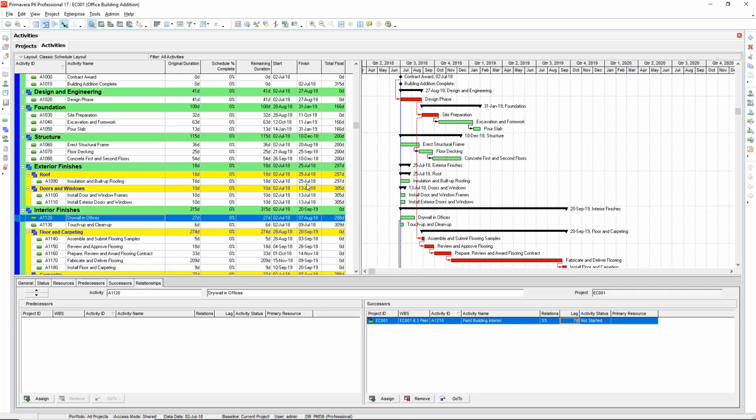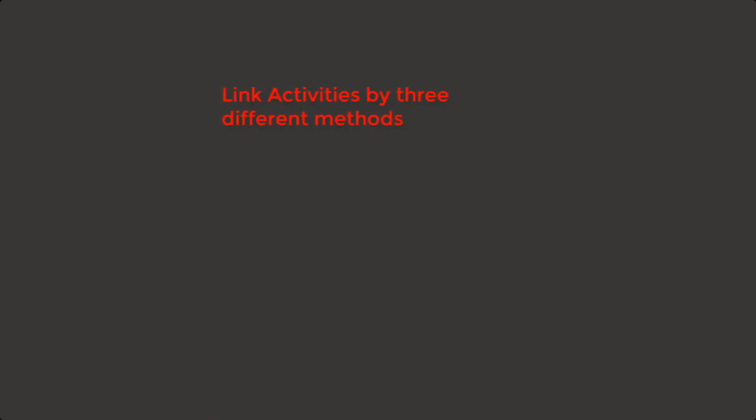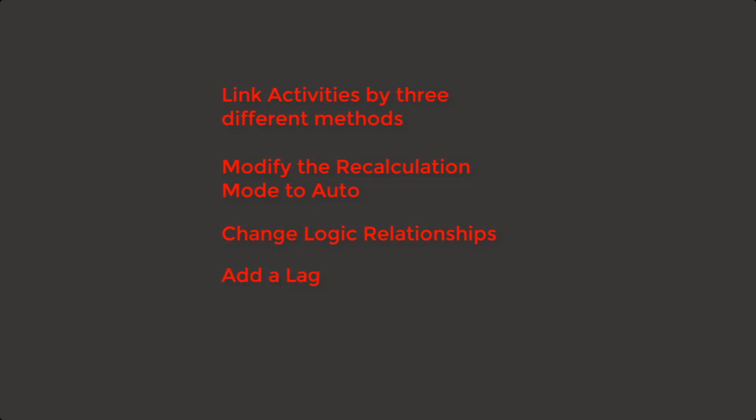To recap, this lesson showed how to link activities by 3 different methods, modify the recalculation to auto, change logic relationships, add a lag. In the next lesson, we will link all the remaining WBS elements to complete the schedule.